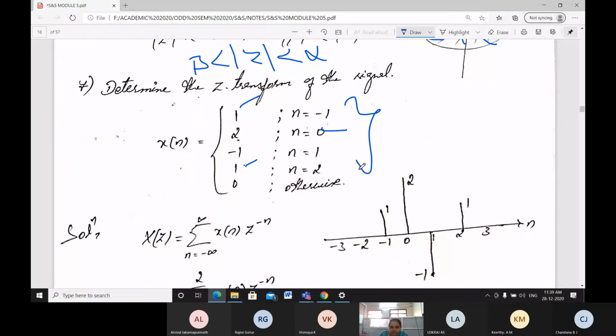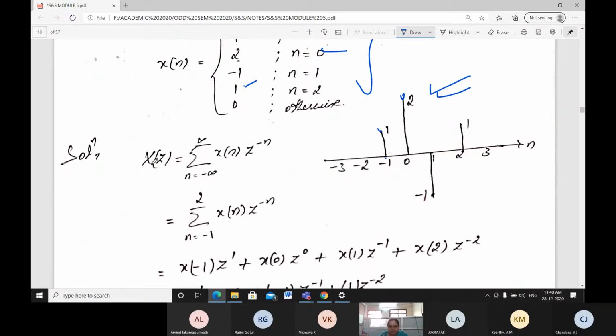Based on the given equation, first you draw how you will get this discrete time signal. For that reason only we will be applying our Z transform. First you write the graph. At minus 1 you will get 1. This is one sample. At 0 you will get 2. This is one more sample. At 1 you will get minus 1. At 2 you will get 1. For other cases it will be 0. This is how you have to draw the graph.